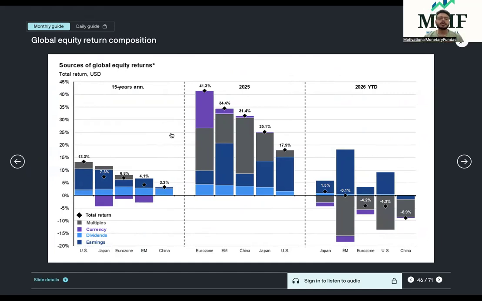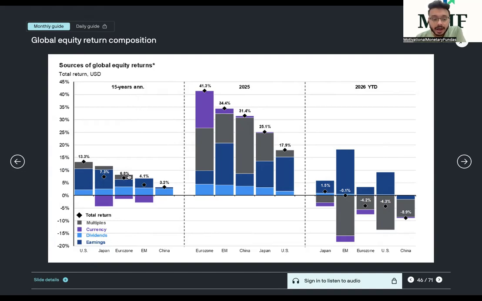So basically what happens, if we try to decompose the returns of any country, the stock market performance returns for any country, they can be decomposed into four factors. The return can be decomposed into earnings, the EPS, the multiple expansion or the contraction, dividend yield, and the currency return. Correct? So historically, if we see the 15 years annual average, the US markets and the Japanese markets have been driven much more via the earning growth, and all these numbers are in USD, and less by the multiple expansions or the currency movement.